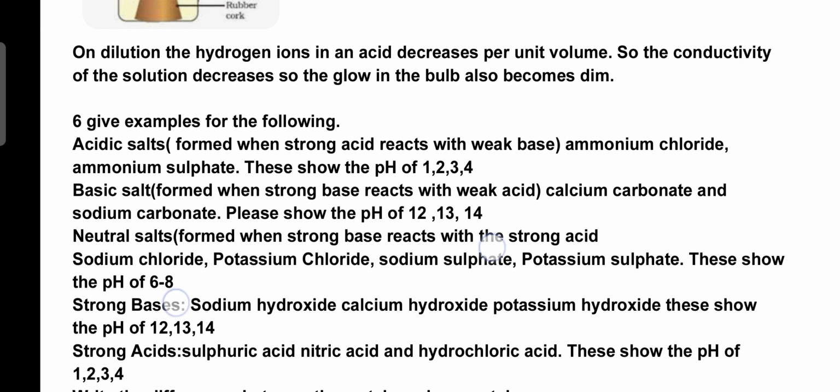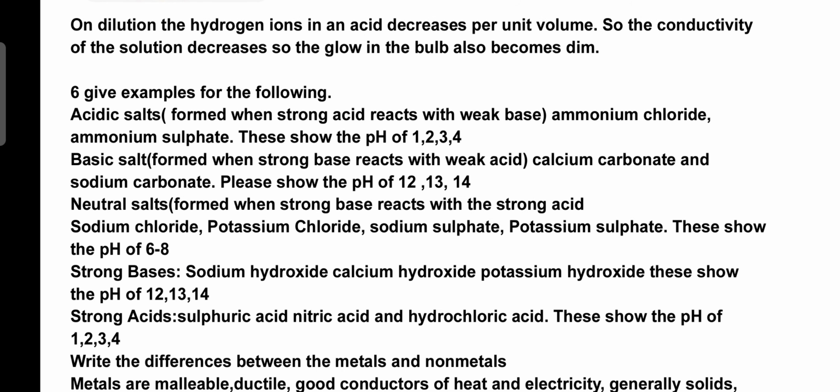Let us see acidic salts. Acidic salts are formed by the reaction of a strong acid with a weak base. For strong acids, we can take hydrochloric acid and sulfuric acid. For the weak base, the best example is ammonium hydroxide. So the compound will be ammonium chloride or ammonium sulfate. They are acidic salts. When they are acidic, the pH value becomes 1, 2, 3, 4.